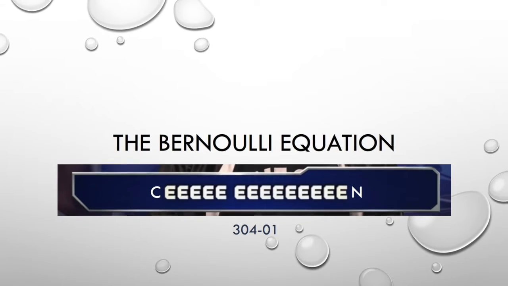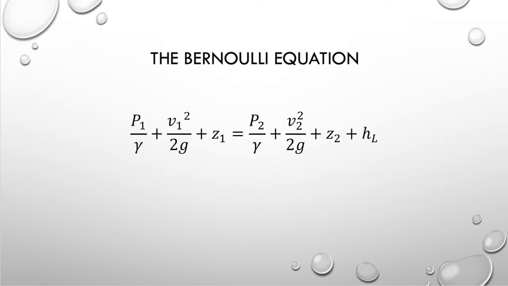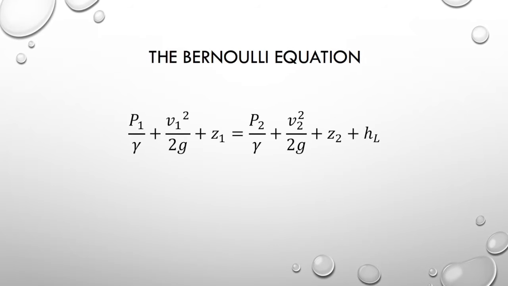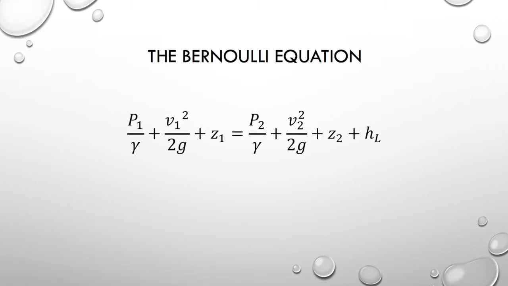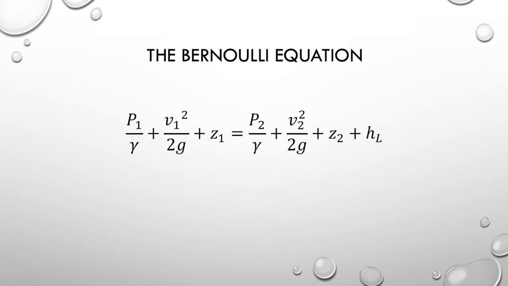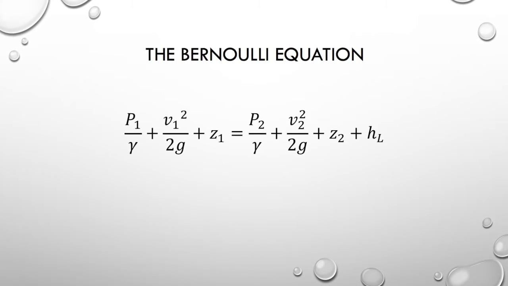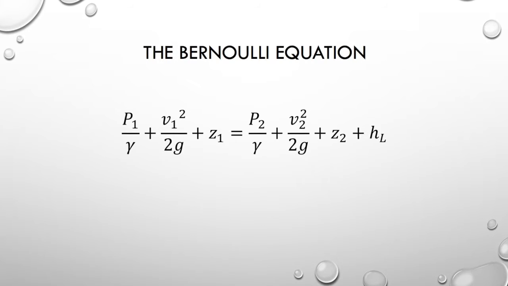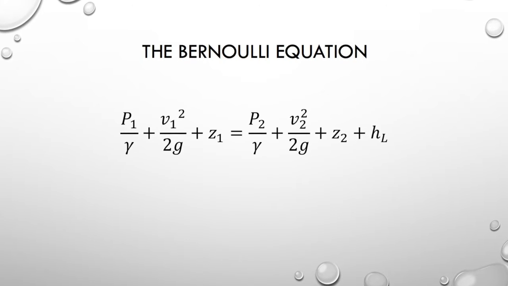Today we will be breaking down the Bernoulli equation. To start, you need to pick 2 points to apply the equation to. For each point, you will need to know the pressure, the specific weight of the fluid, the velocity, g, the gravitational acceleration, and z, the elevation at the point you chose, and the head loss at the end of the system. P divided by gamma is also known as the pressure head.